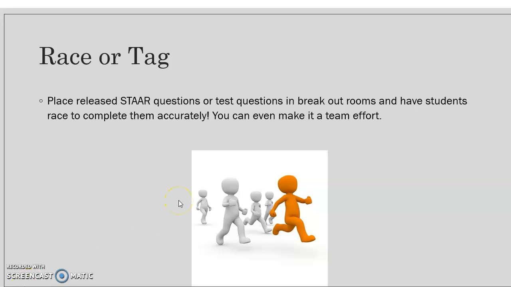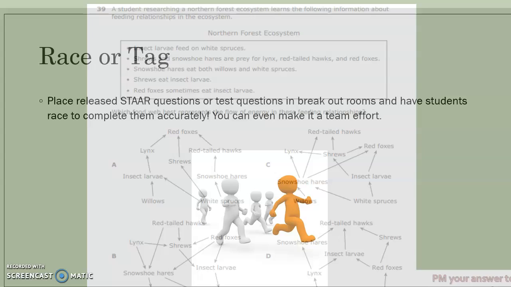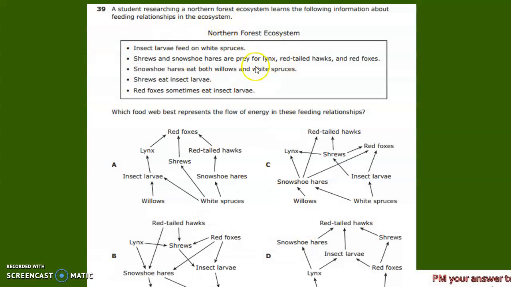Another thing we've done in our science classes is play a kind of race game, where we take a bunch of the released STAR questions and put them in breakout rooms, and students can race to complete them accurately, and then, like the escape room, move themselves through the breakout rooms. You can even put them in teams to answer that. So they'd read through the question and then PM your answer to me. You could also, if you use student moderators, have a student moderator help you with this as well.